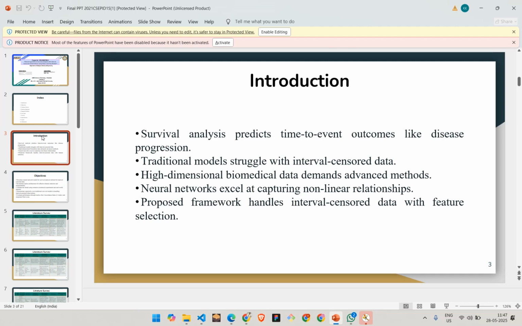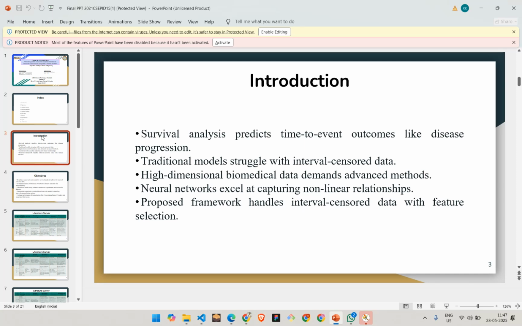But here's the problem: we don't always know the exact time something happened. We only know that it occurred between two observations, for example, two doctor's visits, and this is known as interval censored survival data. And most traditional models can't handle this well.